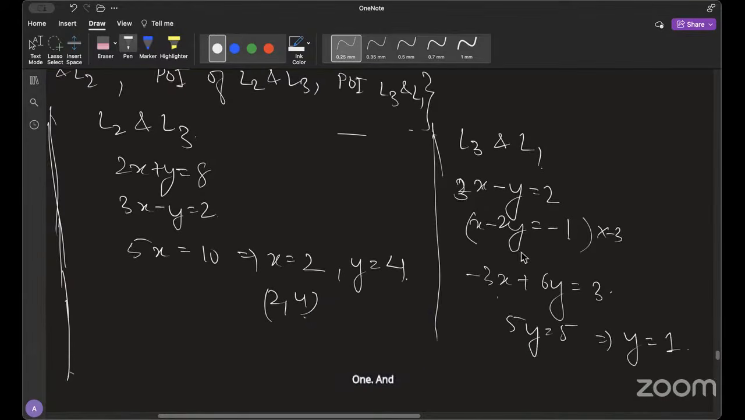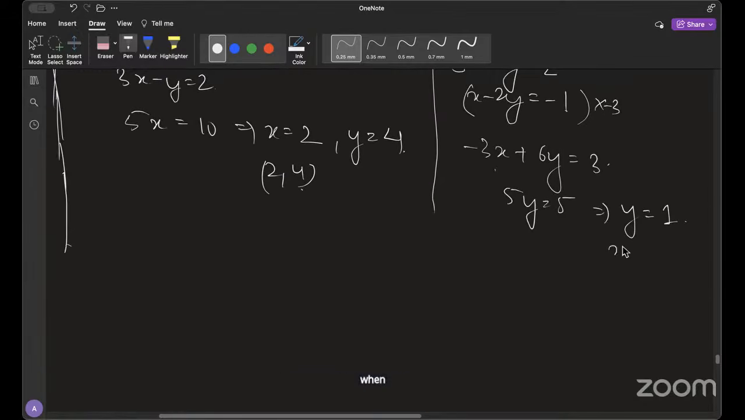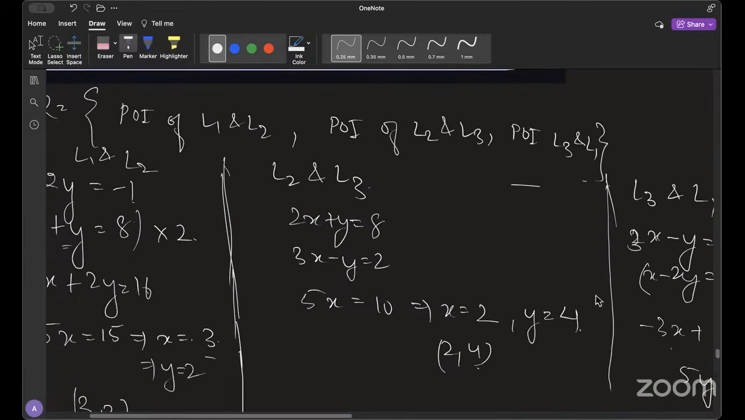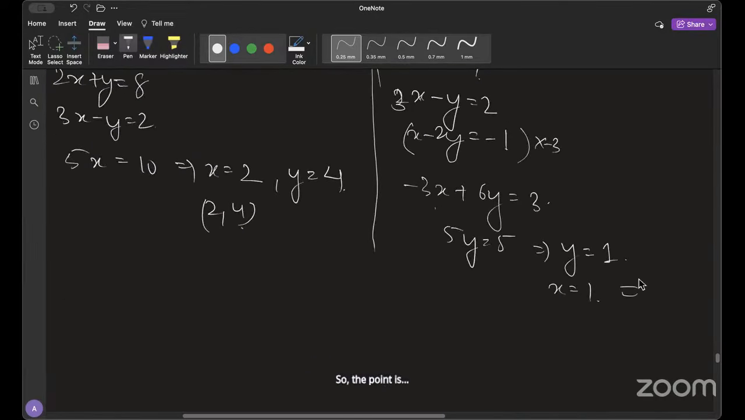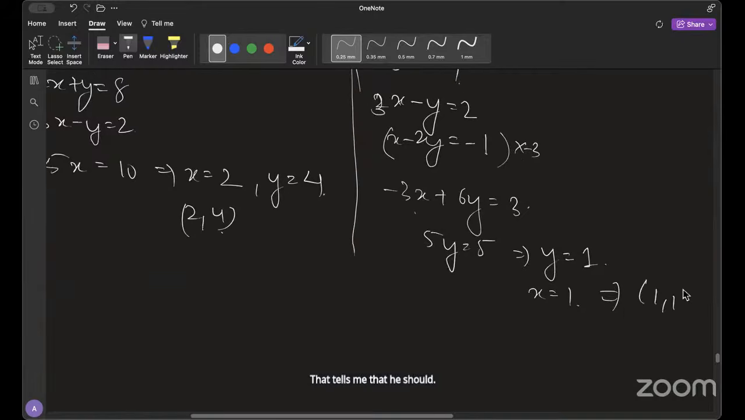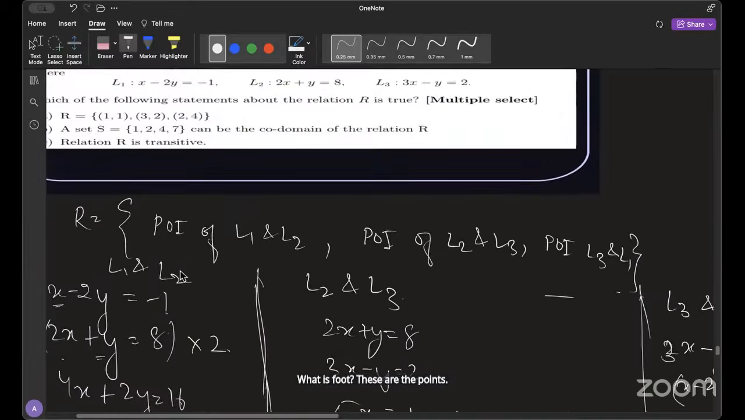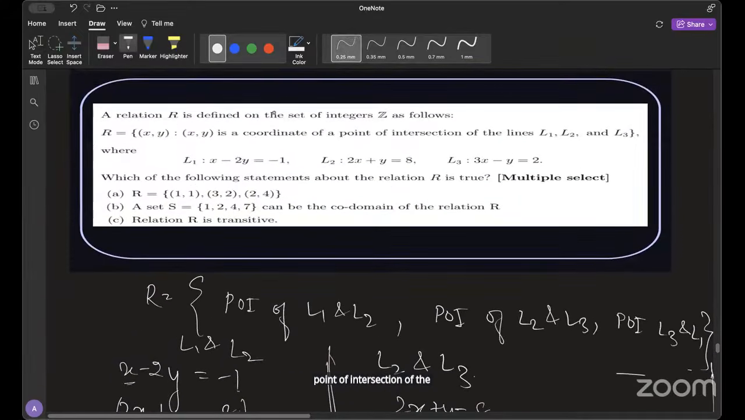If you put y equals 1 here, you will have 2, and on that side x equals 1. So the point is (1, 1), and that's also in the relation. These are the points of intersection of the lines taken two at a time, and all of these points are mentioned in the relation. That means this is correct.